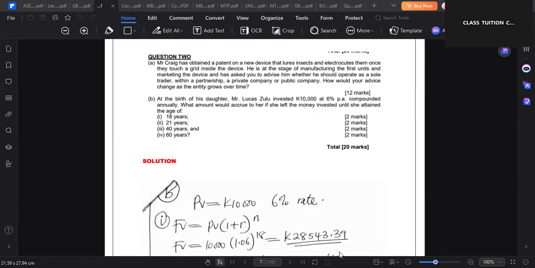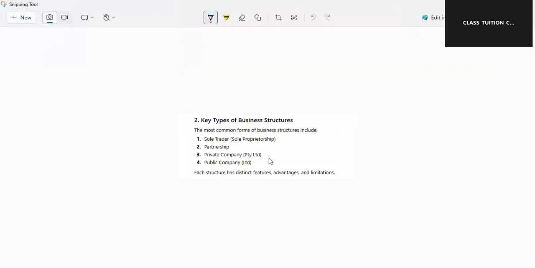Can somebody tell me any four business structures that we know? If you've never participated, this is a session where you all need to participate. The key business structures that we have: number one, a sole proprietor or sole trader. Number two, a partnership. Number three, a private company. Number four, a public company, or corporation.